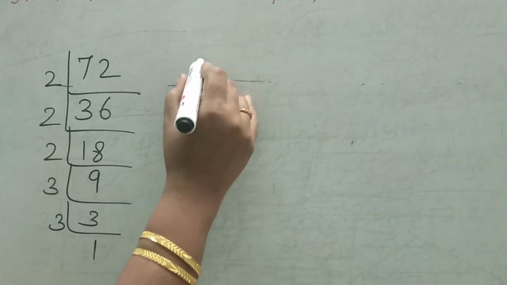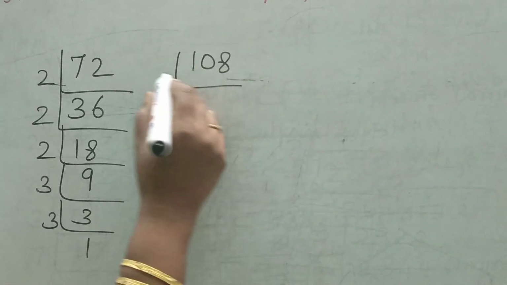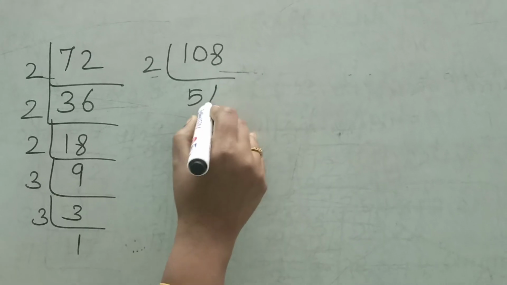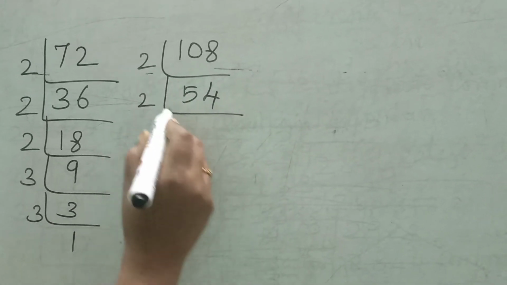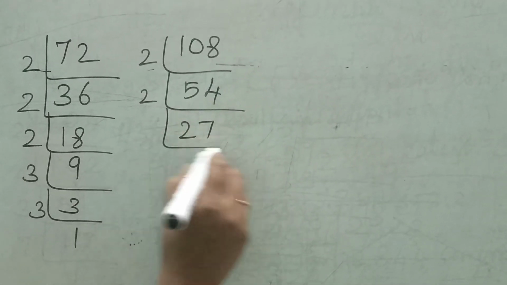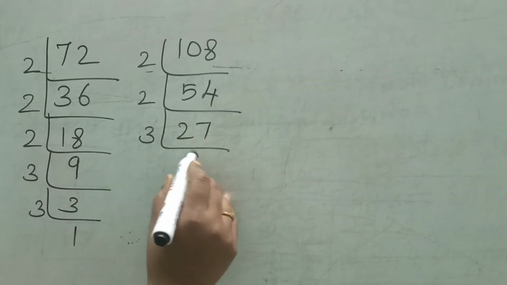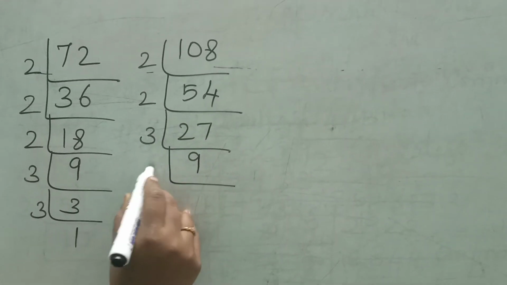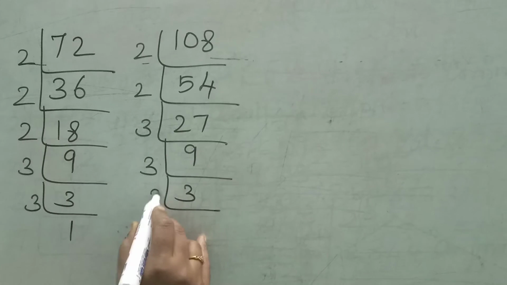Next take the second number 108, which is divisible by 2. It gives 54. Again divisible by 2, it will give 27. 27 is divisible by 3, 9 times. 9 is divisible by 3.